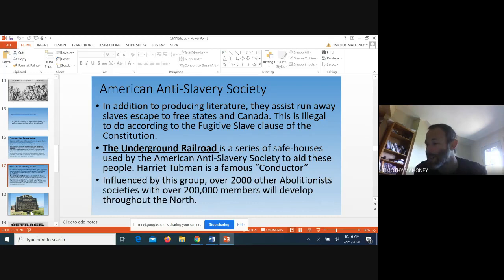I might need someone to leave out some food in the barn. I just might need someone to look the other way. It's a series of safe houses. It's a connection, and primarily it's members of the American Anti-Slavery Society. But that's what the Underground Railroad is. It's people helping you out along your way to freedom. So make sure you know that vocab term and be able to utilize it.